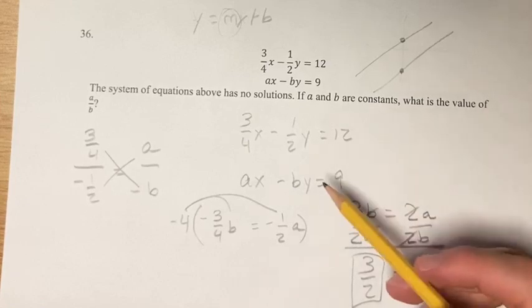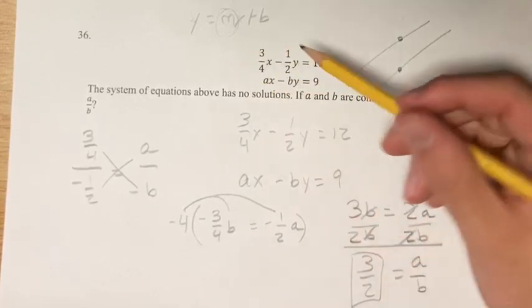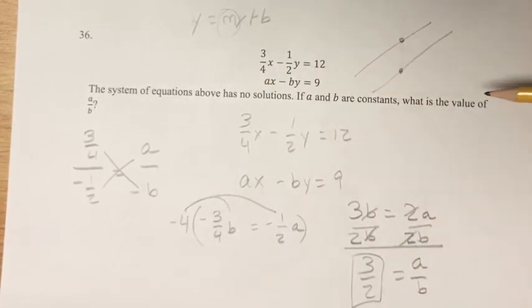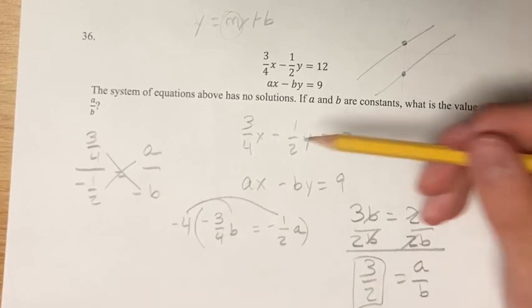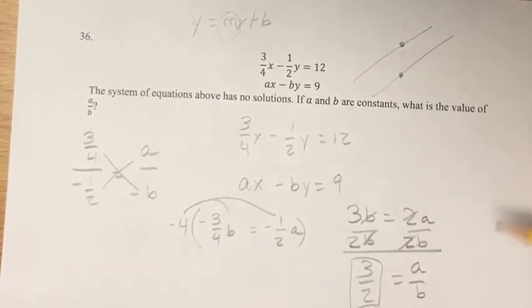Again, you could do this by converting them into slope-intercept form and then comparing the slopes, but I think it's a little bit easier to do it this way. It saves you a little bit of time towards the end of the test, but either way will get you the same answer.